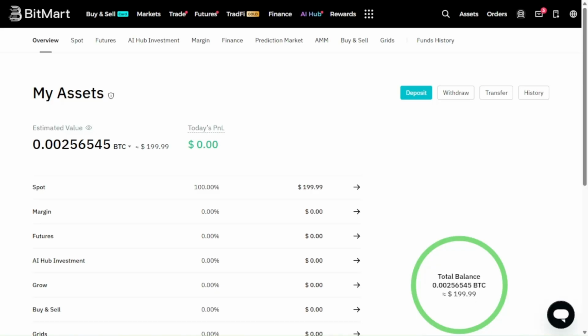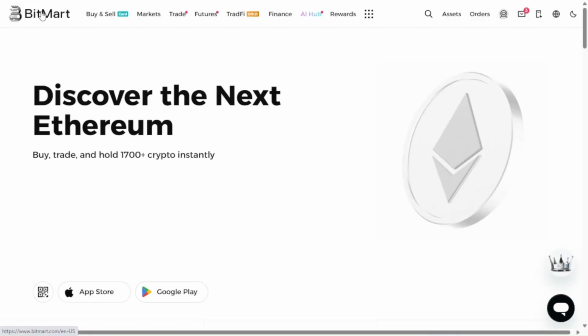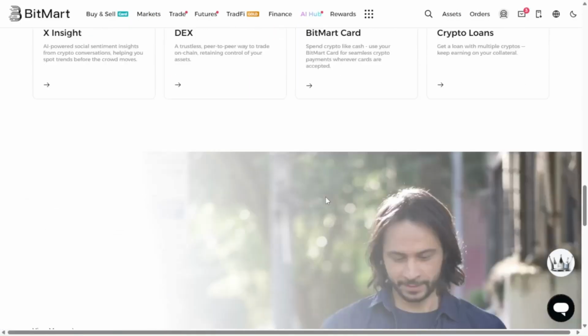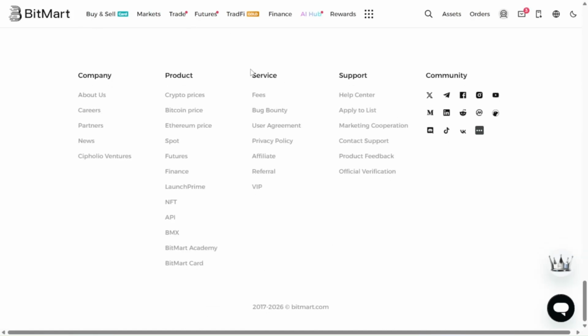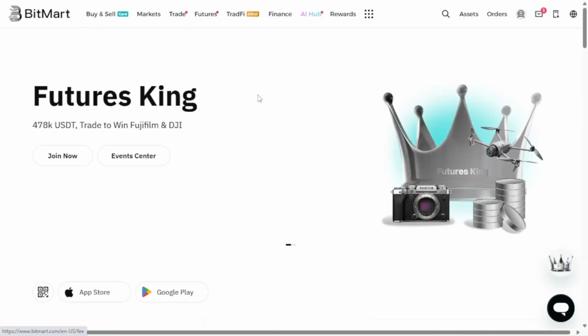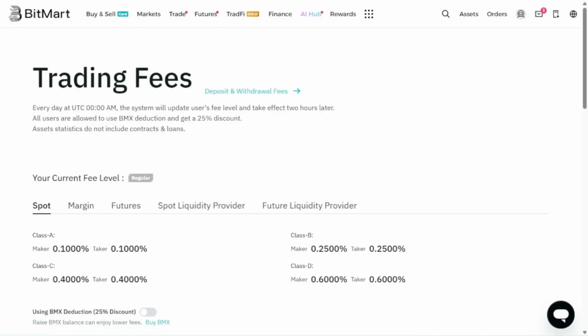Next, we want to understand the trading fees on BitMart for spot trading. So we are going to head back to the home page, scroll all the way to the bottom, and we can see under Service, there's fees. So we're going to click on Fees, and we can see under Spot Fees, the regular Class A fees are 0.1% for maker and taker. Exchanges usually charge two types of trading fees. Maker fees apply when you place a limit order, while taker fees apply when you execute a market order.